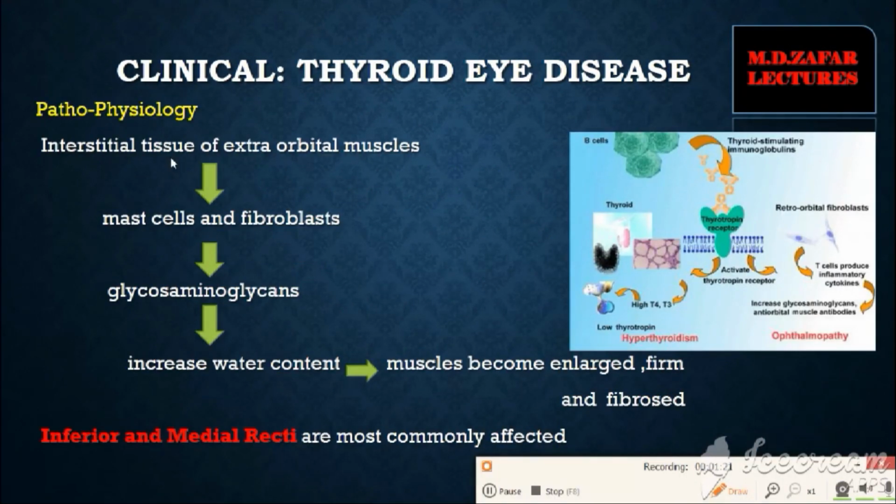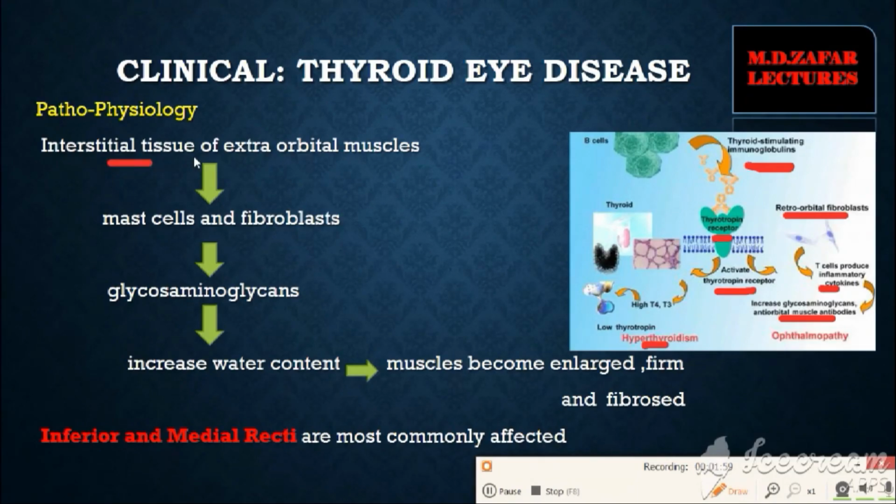Now, talking about the pathophysiology. The thyroid cells produce thyroid stimulating immunoglobulins, which act on the thyrotropin receptors and activate them, and it not only produces the symptoms associated with hyperthyroidism, but it also acts on the retroorbital fibroblasts, which causes inflammatory cytokines to produce glycosaminoglycans and anti-orbital muscle antibodies.